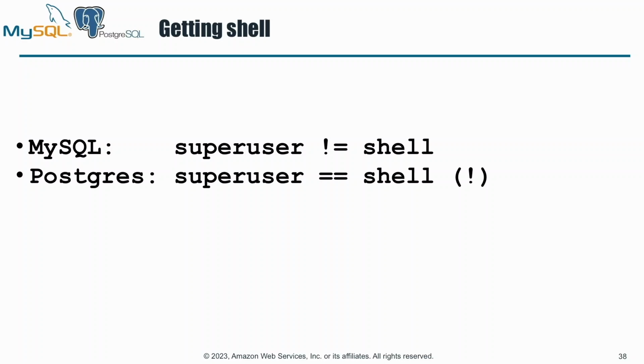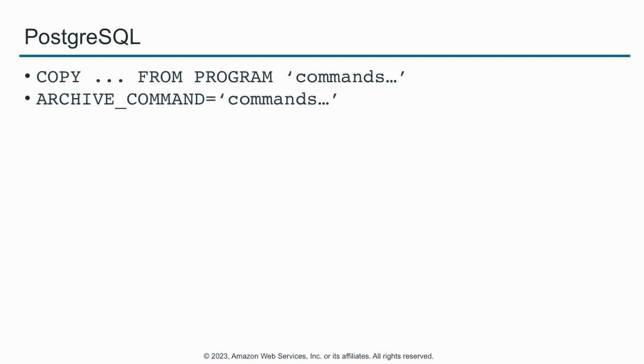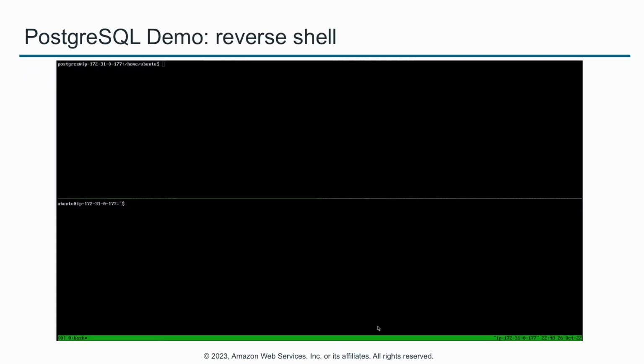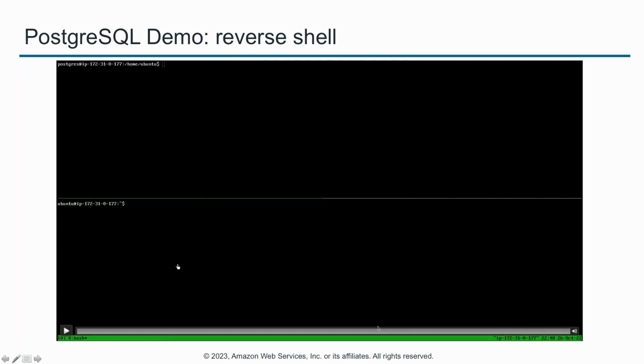I will provide very small recorded demos of how that works for Postgres and how it works for MySQL. For PostgreSQL, we have COPY FROM PROGRAM or changing the archive command, which make it very easy and trivial to get shell. So here's the demo of the reverse shell, and I will explain along the way. See if it will work. Can you guys see it? Hope so. I cannot see it from here.